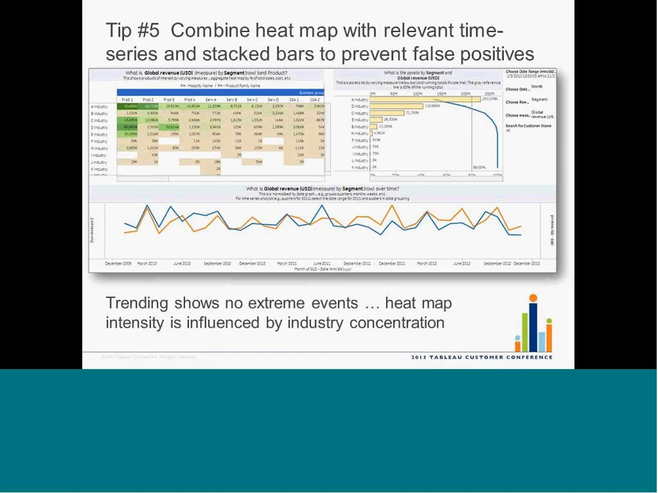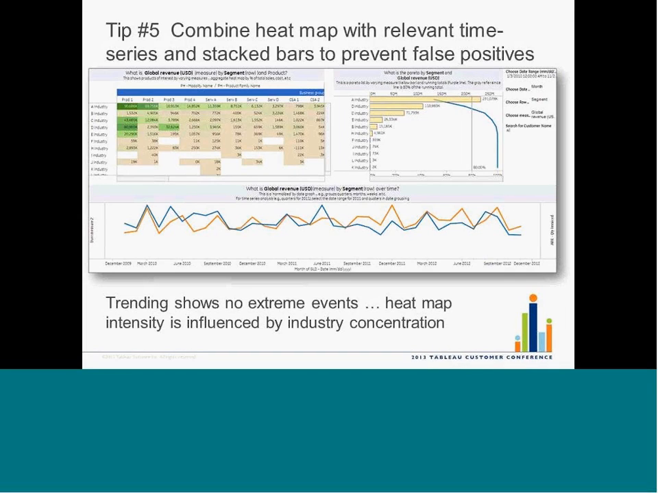Tip number five, one of the things that we focus on very carefully is that you don't want to give a false positive. You don't want to say something is happening when it's really not. And we found that with heat maps, that's something that happens accidentally. So what we'll do here is that we might use time series trending to show that there's really no extreme event that's been occurring over time.